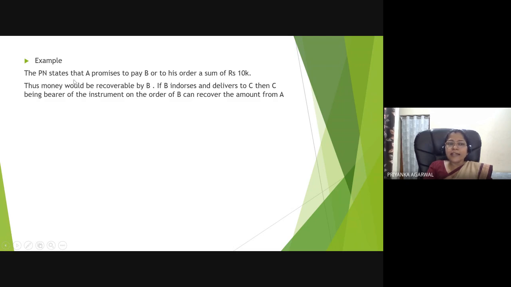A promissory note states that A promises to pay to B or to his order a sum of 10K. Thus the money would be recoverable by B. If B endorses and delivers to C, then C, being the bearer of the instrument on the order of B, can recover the amount from A. This is how we have to apply section 31. If we have to read that definition, then we have to understand it in this manner.